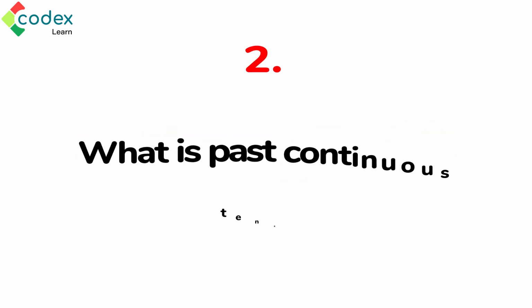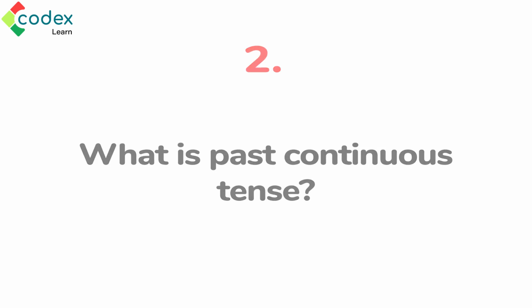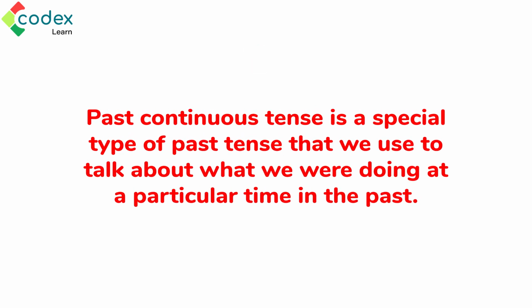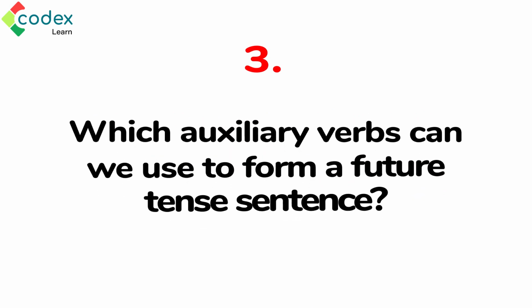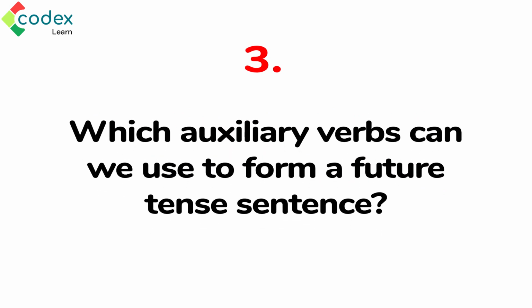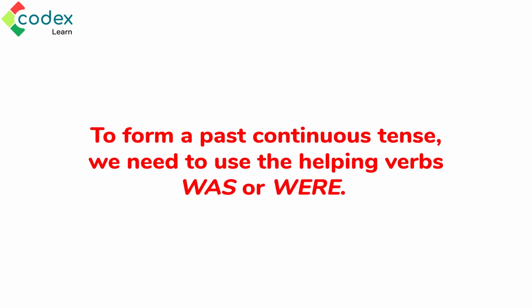Question 2. What is past continuous tense? Past continuous tense is a special type of past tense that we use to talk about what we were doing at a particular time in the past. Question 3. Which auxiliary verbs can we use to form a past continuous tense sentence? To form a past continuous tense, we need to use the helping verbs was or were.